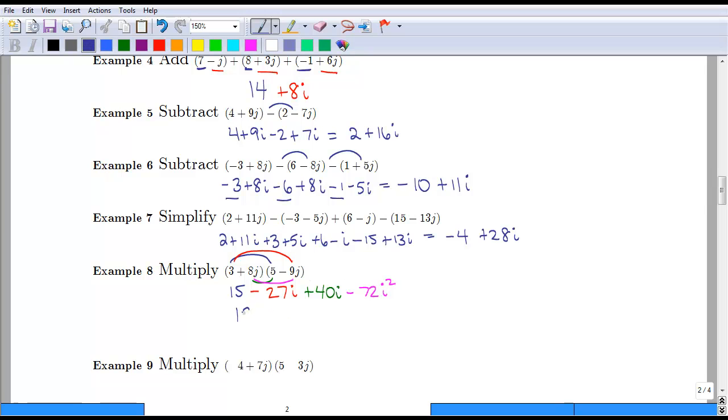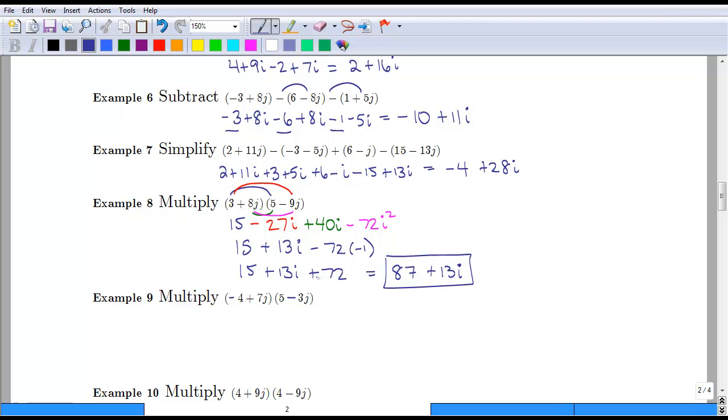Now when we simplify, we have negative 27 plus 40 would give us a positive 13i, and this is where we need to be careful. This negative 72 is multiplied by i squared, and we said that i squared was negative 1. So essentially this is positive 72. So we have 15 plus 13i plus 72, so now those real parts can be combined to get 87 plus 13i. We'll try another example here.